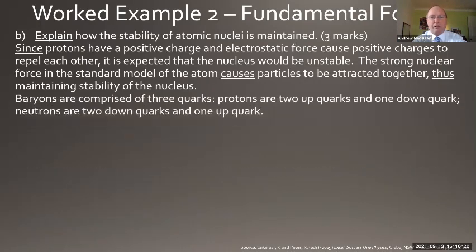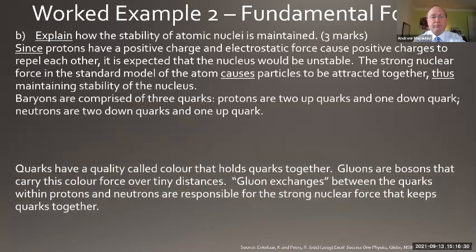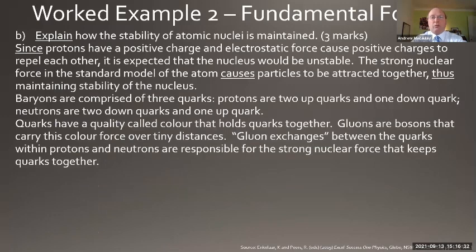Baryons are composed of 3 quarks. Protons are 2 up quarks and 1 down quark. Neutrons are 2 down quarks and 1 up quark. Quarks have a quality called color that holds quarks together. Gluons are bosons that carry this color force over tiny distances. So gluon exchanges between the quarks within protons and neutrons are responsible for the strong nuclear force that keeps quarks together.